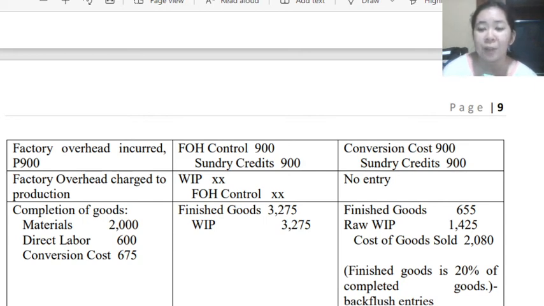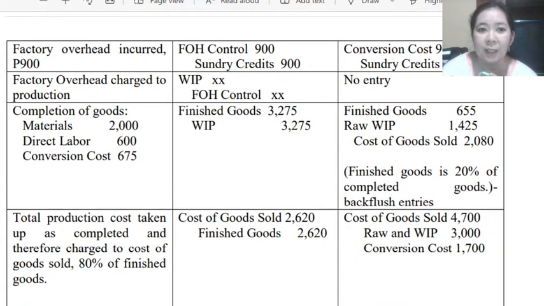But under just in time, there is no entry anymore, because conversion cost accumulates the labor and factory overhead, and later on will be charged to cost of goods sold or finished goods. What about if the production is already complete?